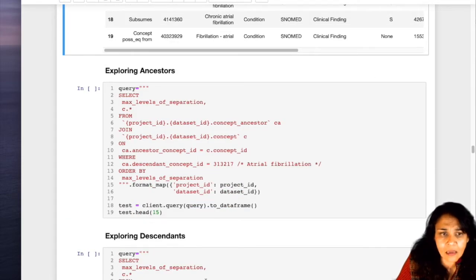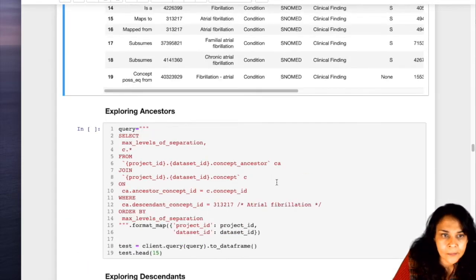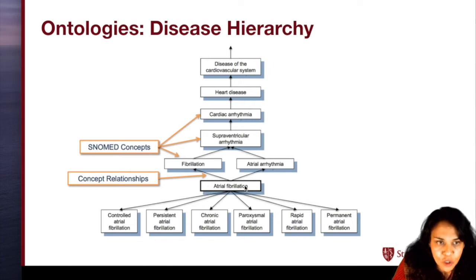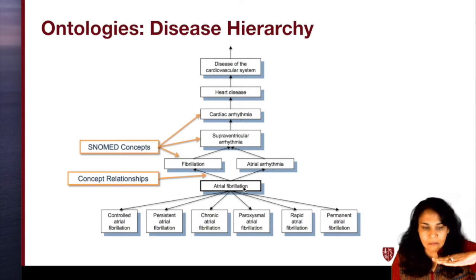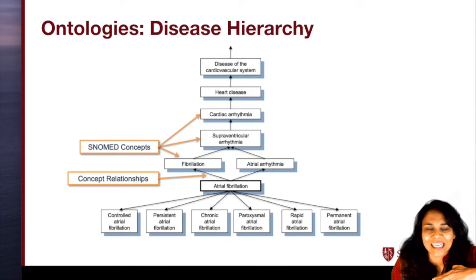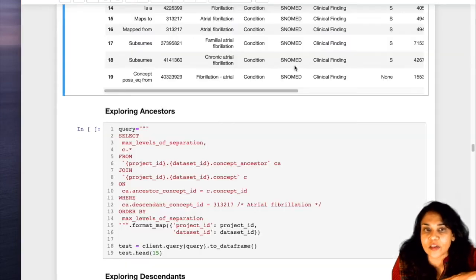So take a second and think about it. Let's explore our ancestors. Suppose I really wanted to know, I'm going to start at atrial fibrillation. That's going to be my base. And I want to find all my ancestors, right? So I don't want all the relationships that atrial fibrillation may have with other concepts. I just want to find what are the parents and grandparents, what are the ancestors of atrial fibrillation.